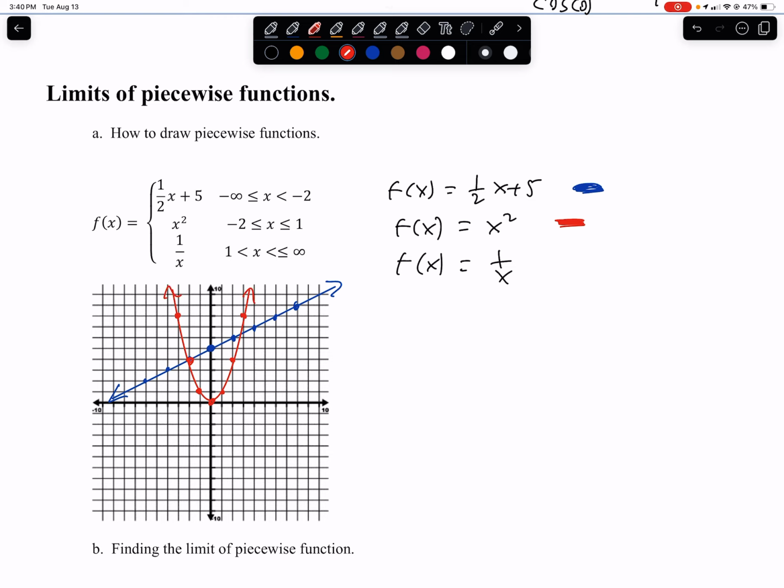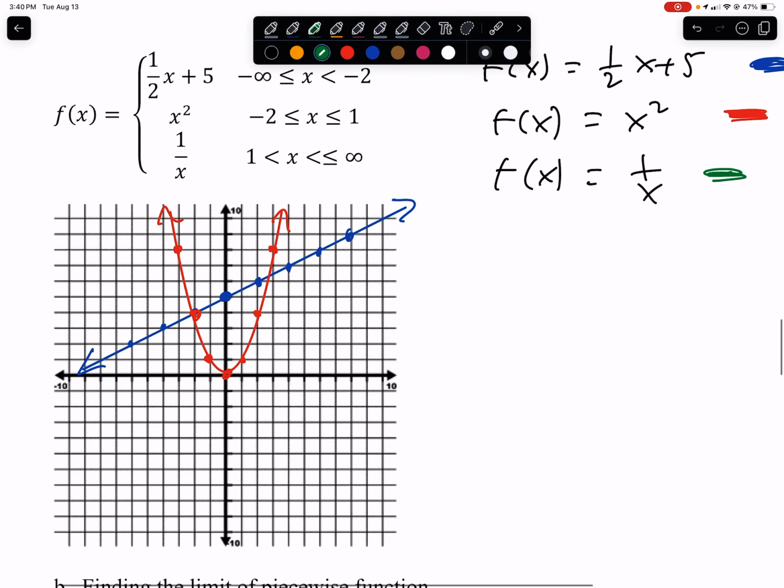And the last one I will do in green. 1 over x, what does it look like? I will just kind of draw it for you. It's going to be this. That's not very pretty. Whoops.